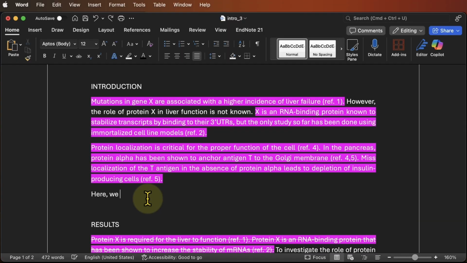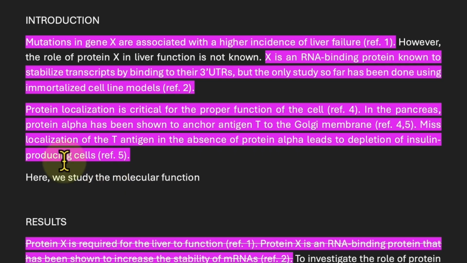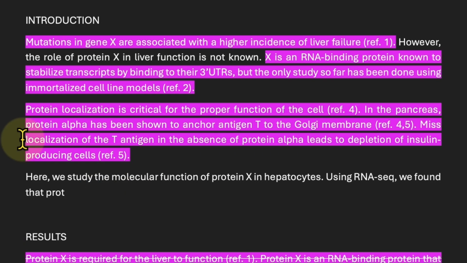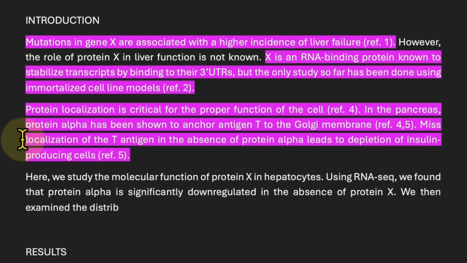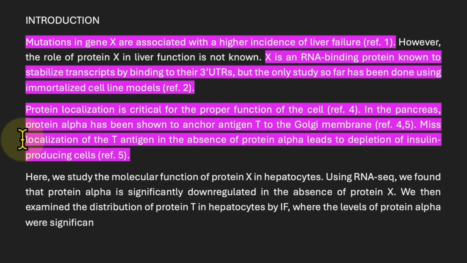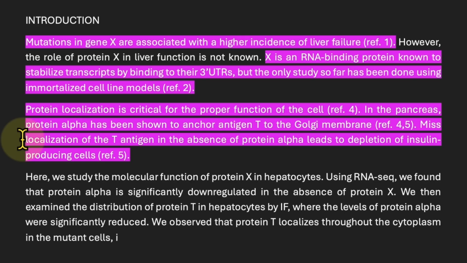So here we can write, here we study the molecular function of protein X in hepatocytes, and then we say using RNA-seq we found that the protein alpha is significantly downregulated in the absence of protein X, and then when we examine the distribution of protein T in hepatocytes by AF, where the levels of protein alpha were significantly reduced, we observed that protein T localizes throughout the cytoplasm in the mutant cells, in contrast to the discrete localization to the Golgi in wild-type cells.